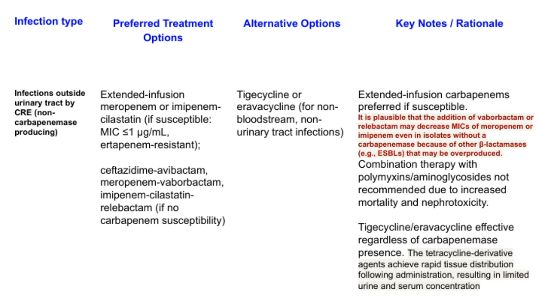Lastly, tigecycline and eravacycline are effective regardless of whether carbapenemase is present because they distribute rapidly into tissues. However, this rapid tissue distribution means their concentrations in urine and serum are limited, so they're mainly useful for certain types of infections. Overall, understanding these nuances helps us select the most appropriate therapy for these complex infections.